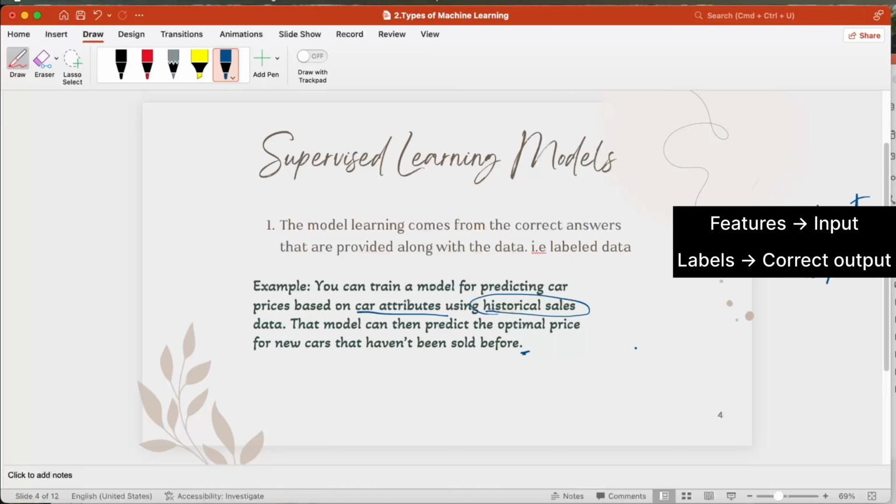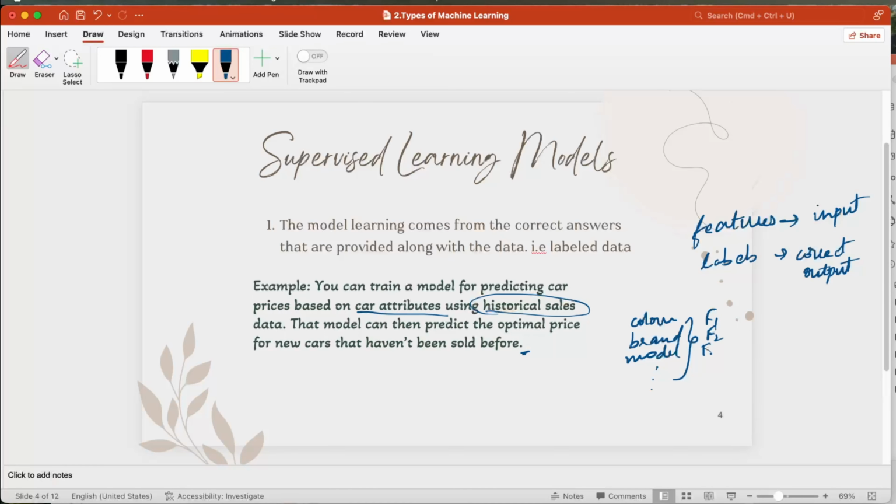Now consider car attributes like color, brand, model, and some safety features, etc. All this will be the features F1, F2, F3, and so on. Now the price will be the Y, that is the label. This will be the price. Now when you give these car attributes along with the car price to the model, it will train. Now when you give a new set of car attributes for a new car, it will give you the price at which it can be sold. That is how supervised learning works.